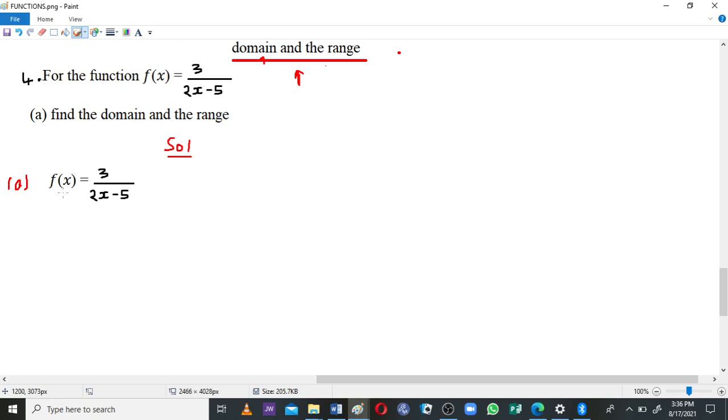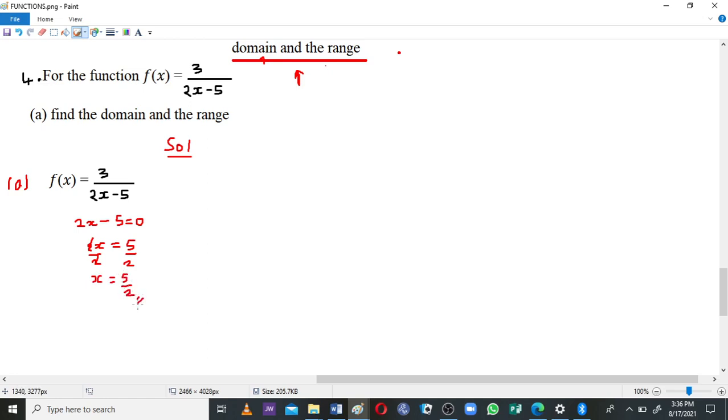Looking at the function, how do we find the domain? We need to solve again. So we are going to equate the denominator 2x minus 5 to 0. Now solving this, we are going to have 2x is equal to positive 5. Now dividing both sides by 2, we apply the cancellation rule, and we get x is equal to 5 over 2, right?